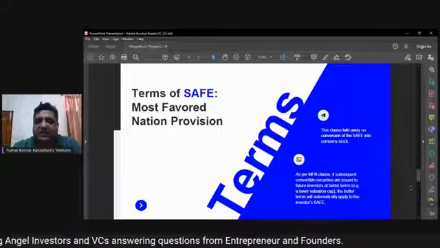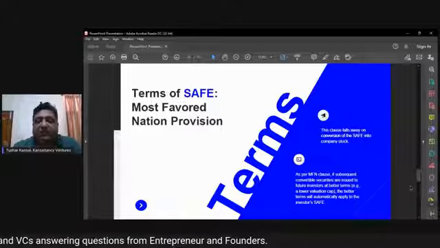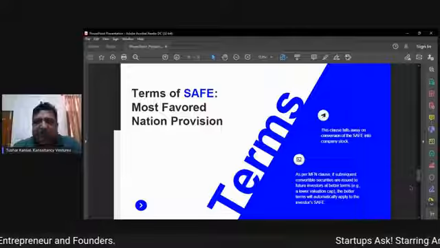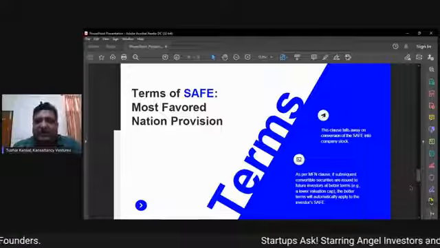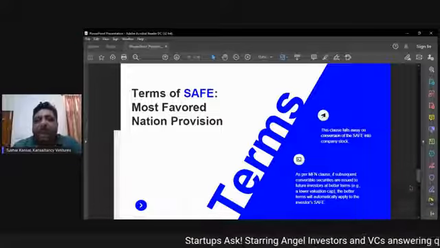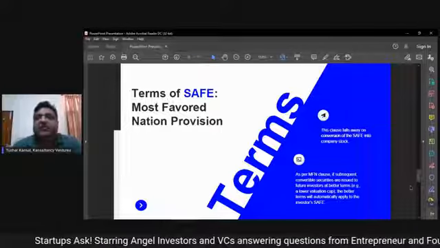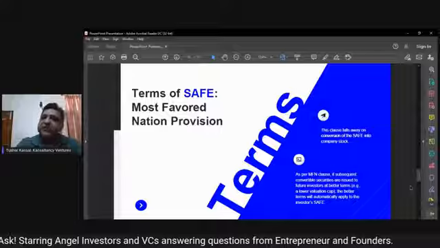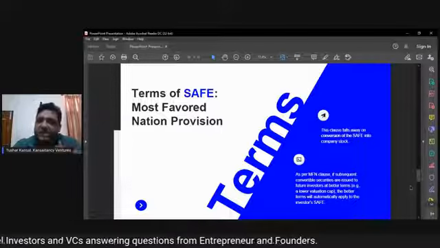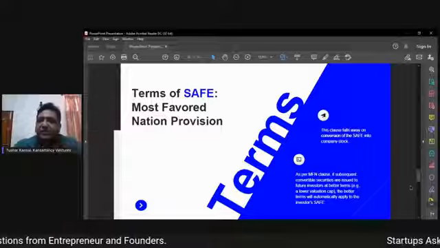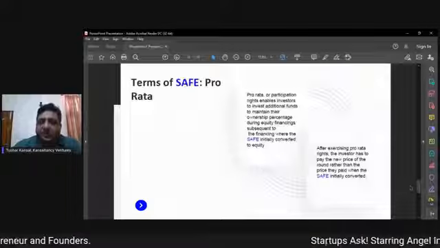provision means that if in the future the securities, which is stock, is issued to any other investor on better terms, then the same terms will be given to the first investor, the investor who has signed the safe. So this is what is meant by most favored nation provision.